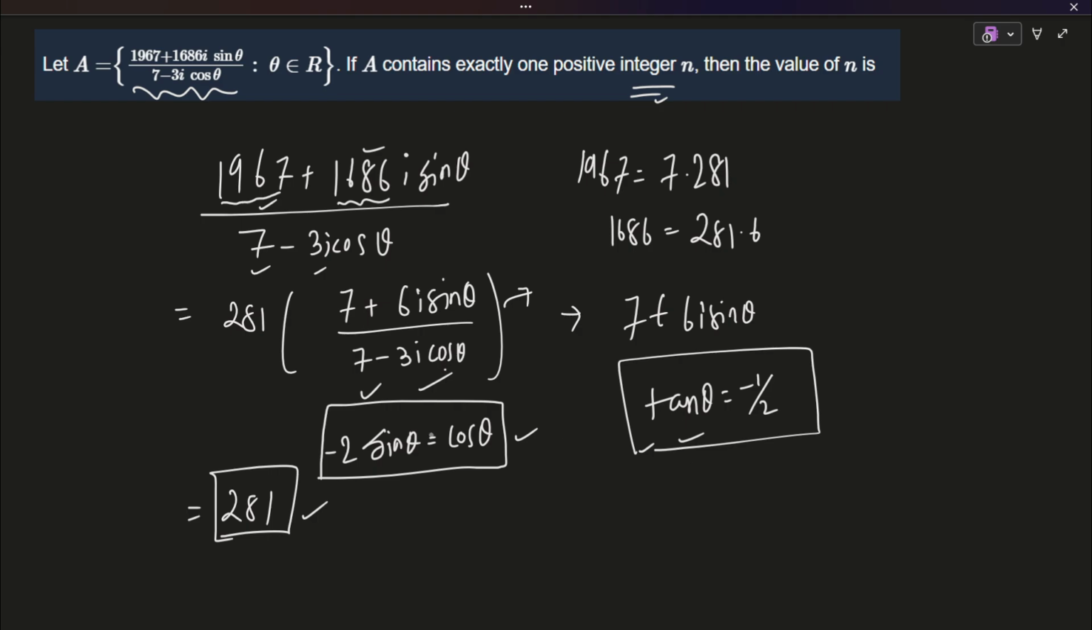Which means if I can make cos theta as minus 2 sine theta, then both of them, 7 plus 6i sine theta, cancel off. Answer is 281, which means that must be the answer. And from that, I can understand that tan theta equals minus half, which means theta is real. Obviously, this exists. There is a value of theta which satisfies this. Thus, you got the answer 281.